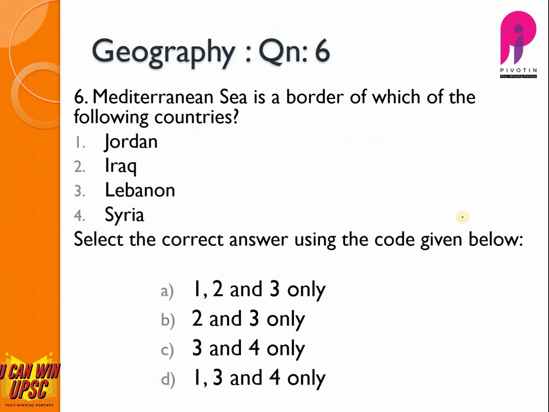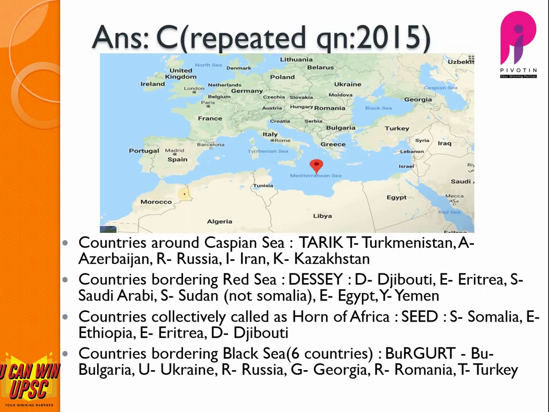Question number 6. Mediterranean Sea is a border of which of the following countries? Jordan, Iraq, Lebanon, and Syria. Actually, so many countries border Mediterranean Sea, but the African countries and the Middle East countries which border Mediterranean Sea are very important, and please have a look at it. You can see Morocco, Algeria, Tunisia, Libya and Egypt. These are bordering Mediterranean Sea in Africa, and you can see here Israel, Lebanon, Syria, Turkey.